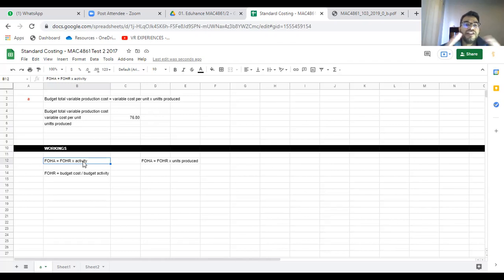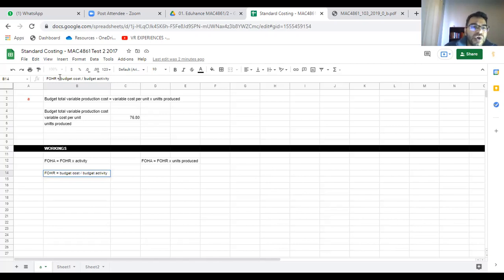Now we can do this on a total level as well. To do it on a total level, we need to first work out the fixed overhead rate. We know what the fixed overhead rate is. It is given to us as 10 Rand. We know the budgeted activity. Remember, this over here must be calculated on a total level. We have the total budgeted activity. Remember, what is our activity? The basis for allocating overheads. What is the basis for allocating overheads? Labor hours.